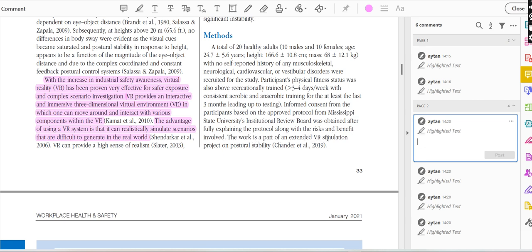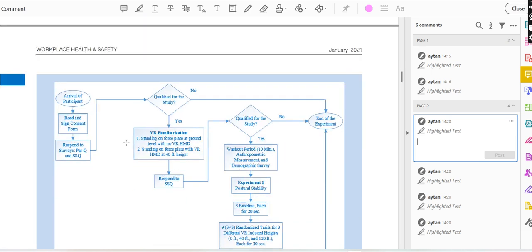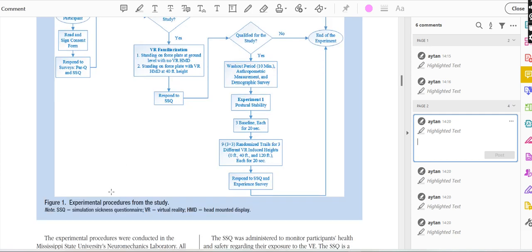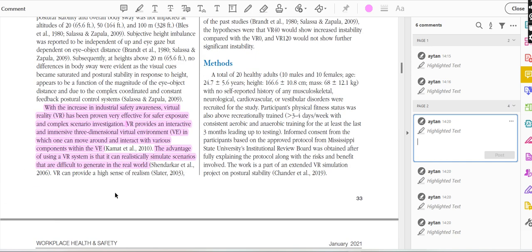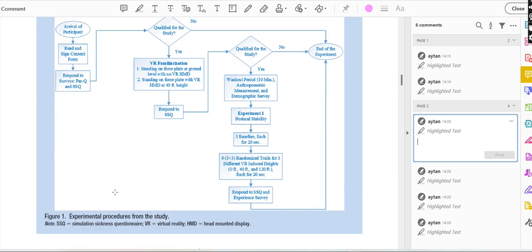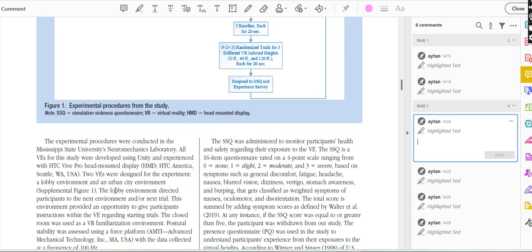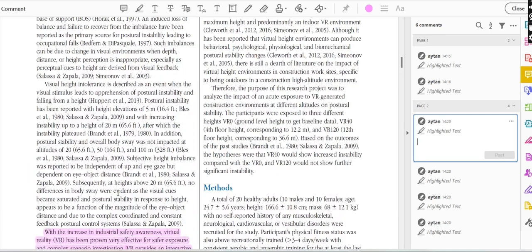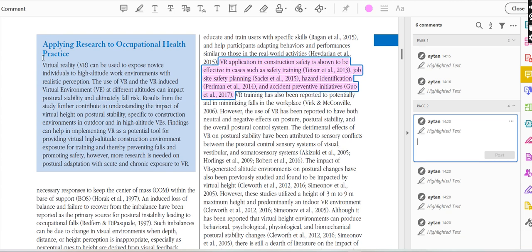The work is a part of an extended VR simulation project on postural stability. Applying research to occupational health practice: Virtual reality can be used to expose novice individuals to high-altitude work environments with realistic perception. The use of VR and the VR-induced virtual environment at different altitudes can impact postural stability and ultimately fall risk.